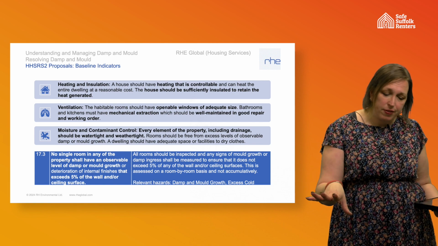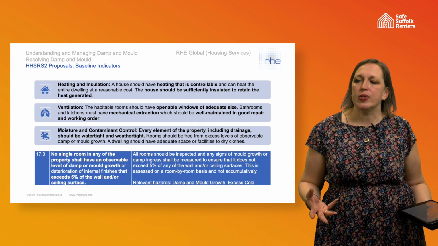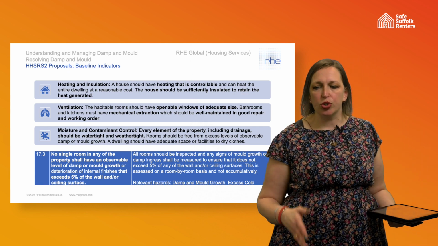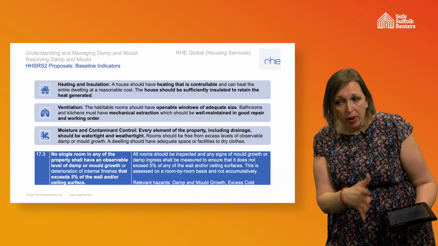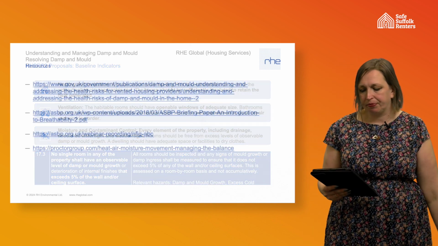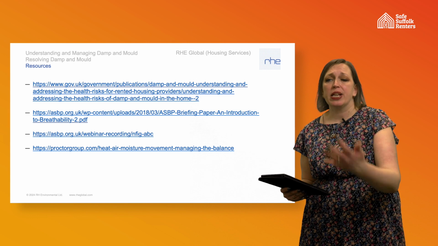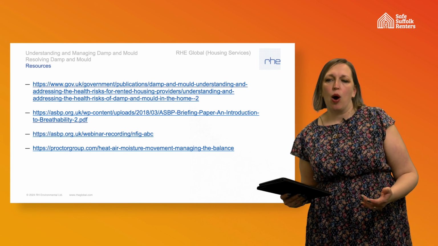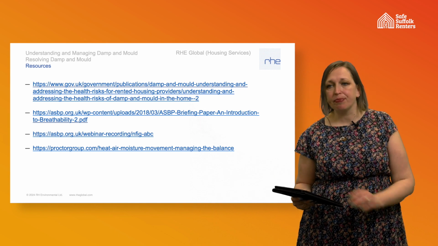And there's an example there in terms of that point about observable damp or mould growth. That's one of the baseline indicators that will be part of the new system. And you can see how that's relevant to damp and mould growth and excess cold. So you've got the baseline indicator on the left-hand column, and then some guidance around that in the right-hand column. And on this slide, I've just put some useful resources, some things I think it's useful if you're wanting to understand more about how moisture operates within dwellings. There's some useful resources there.